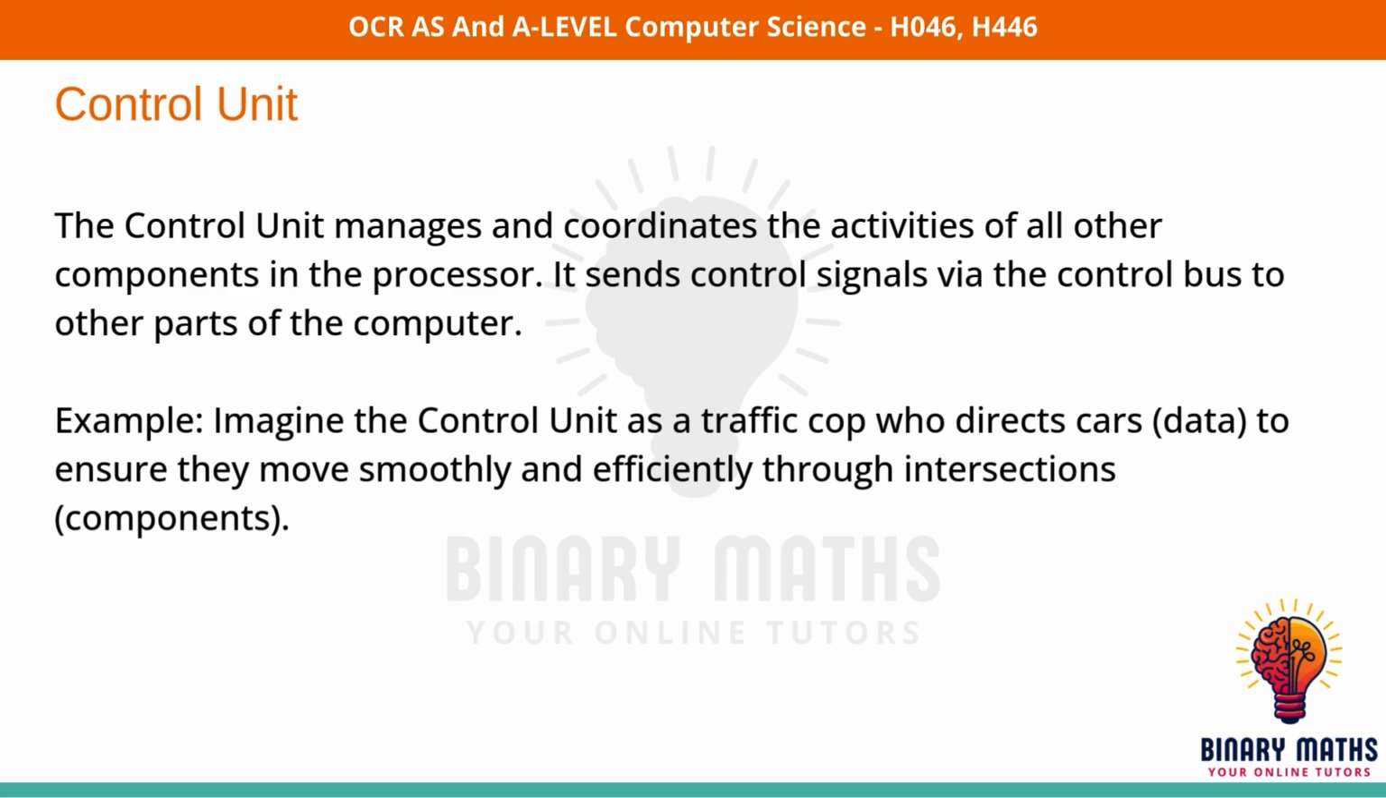The control unit interprets instructions from the computer's memory and converts them into signals that can control other parts of the computer. It ensures that the right operations are performed at the right time. For example, it might send a signal to the ALU to perform a calculation or to the memory to fetch data. This coordination is essential for the smooth operation of the computer.